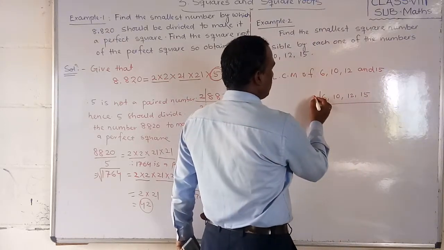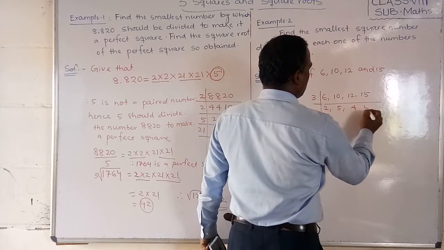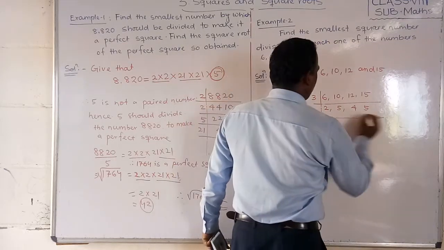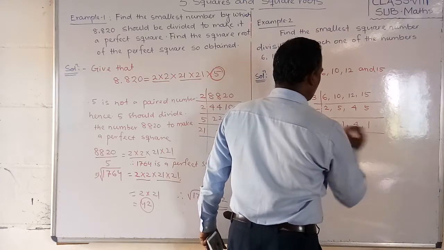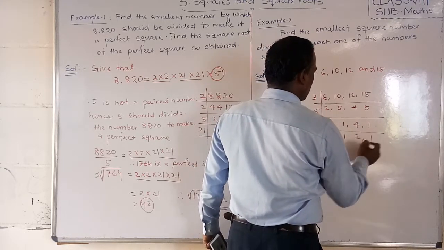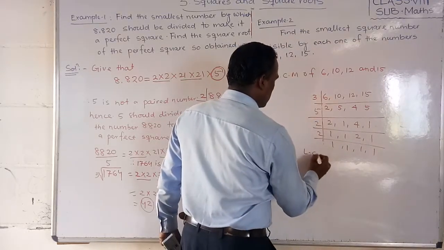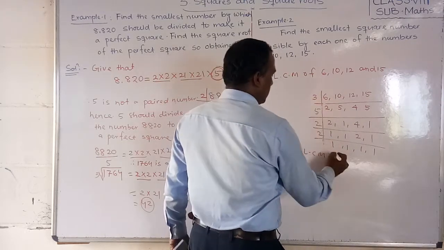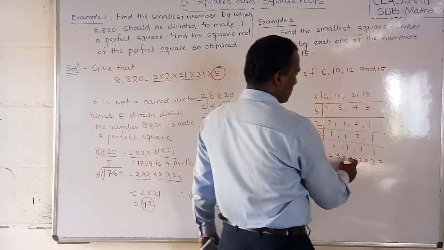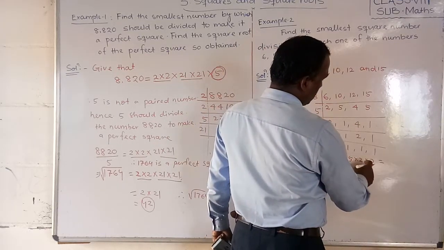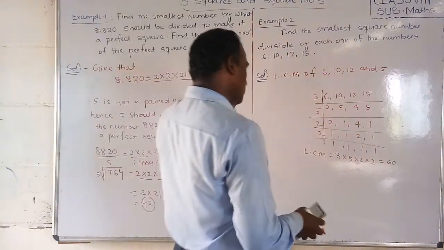Friends, you should see first: divide by 3, 3 twos are 6, 3 fives are 15, 3 fours are 12, 3 fives are 15. Now we can take 5: 2, 1, 4, 1. We can take 2 also: 1, 1, 2, 1. If we take 2: 1, 1. Okay, so now this LCM is equal to how much, friends? 3 into 5 into 2 into 2 is equal to 30, 2 times that, how much, friends? 60. Yes or no? So observe, friends, here 60 is there.